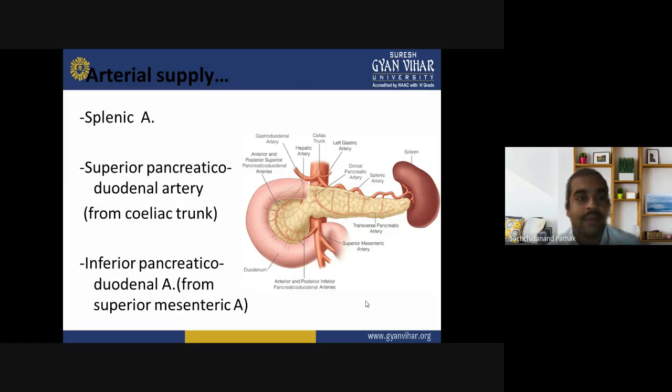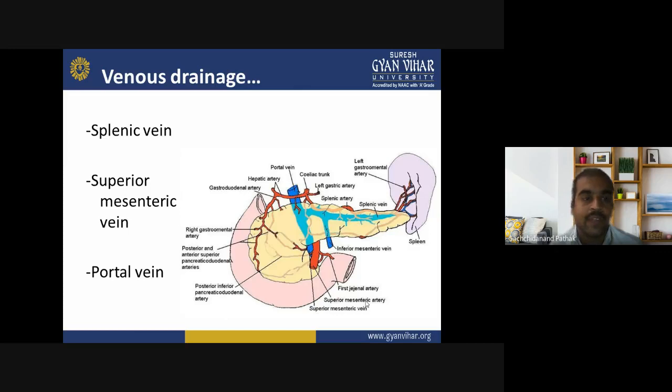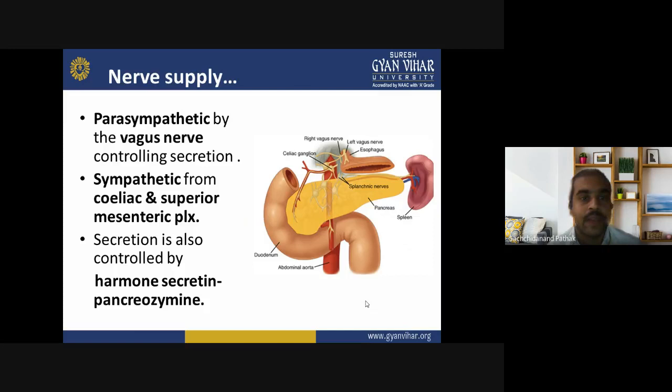The splenic artery will be there, and the superior pancreaticoduodenal artery will be there. The inferior pancreaticoduodenal artery will be there. The splenic vein, superior mesenteric vein, and the portal vein are the venous drainage. Parasympathetic nerves come from the vagus nerve, controlling the secretion. Sympathetic supply is from the coeliac and superior mesenteric plexus. Secretion is also controlled by the hormones secretin and pancreozymin.